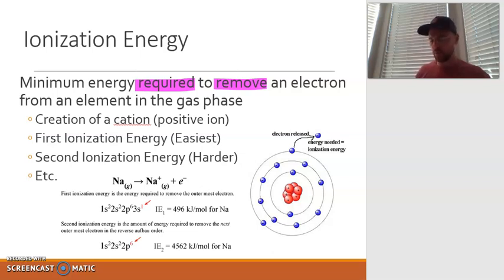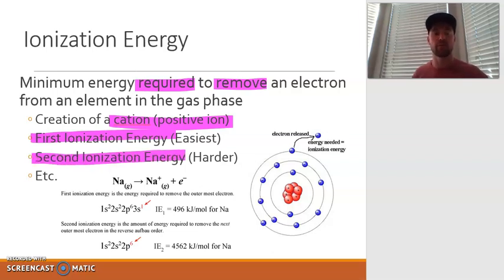Now, what are we creating when we remove electrons? We're creating cations, right? We're creating positive ions. Now, since most atoms, other than hydrogen, have multiple electrons, you can do this over and over. You can remove the first electron, which is known as the first ionization energy. You can remove another electron, which is the second ionization energy, and so on and so forth. It is important to note that the first ionization energy is the easiest, and then it just keeps getting harder and harder to remove electrons. Why is that?